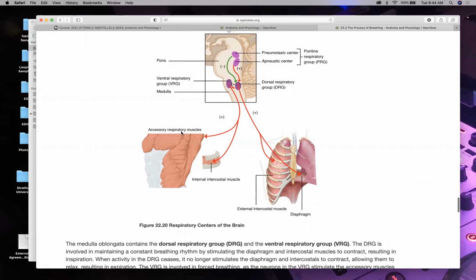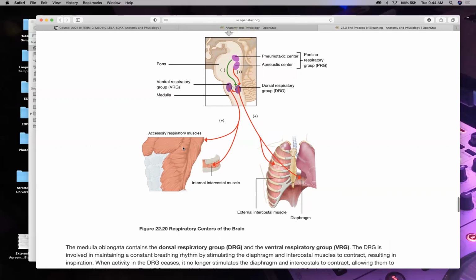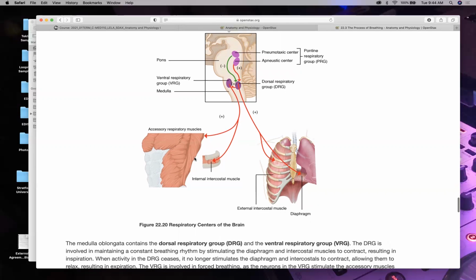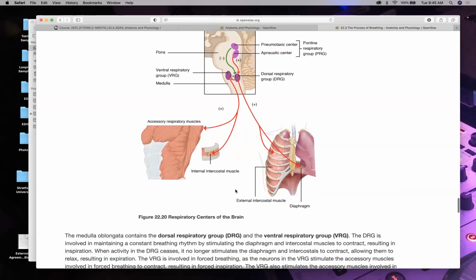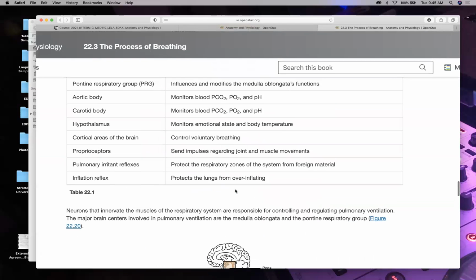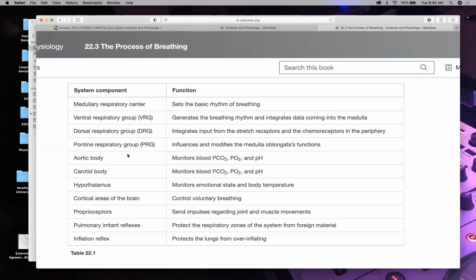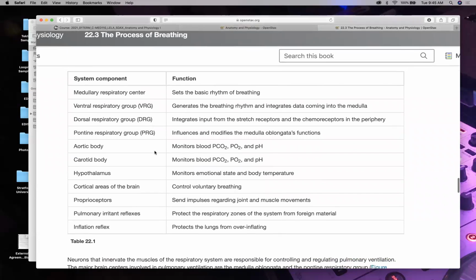You start using your accessory muscles, like your shoulders and your chest muscles. Those are accessory respiratory muscles. That's how also you can pick up on some physical signs and symptoms of dyspnea or difficulty breathing. It's when my patient's hunched over and they're starting to use other muscles other than their intercostals and their diaphragm, okay? That's all controlled by ventral, dorsal, and pontine respiratory groups, your VRG, DRG, and PRG.